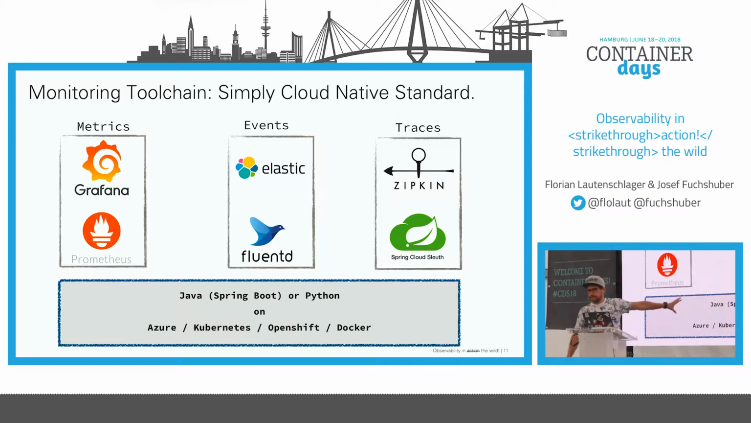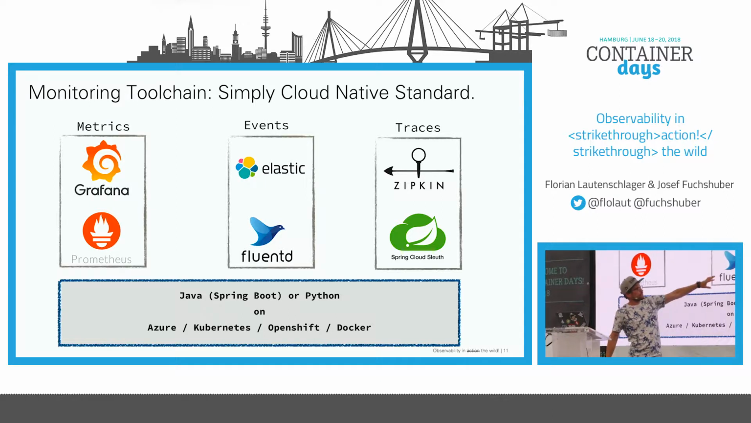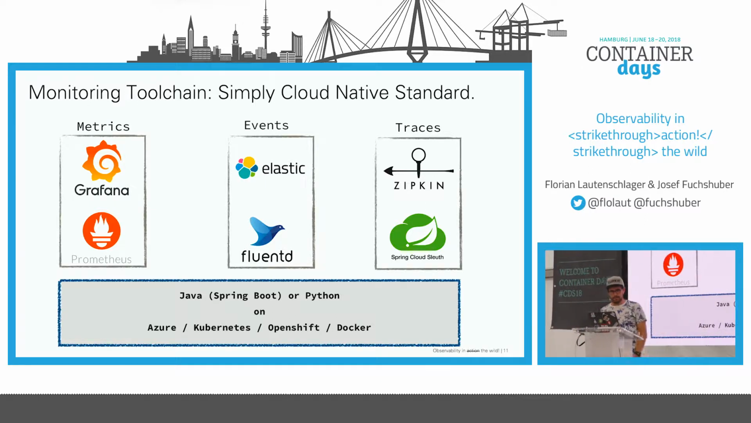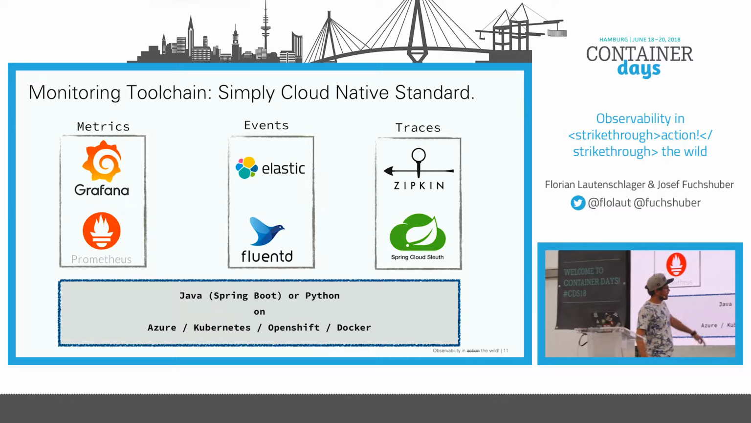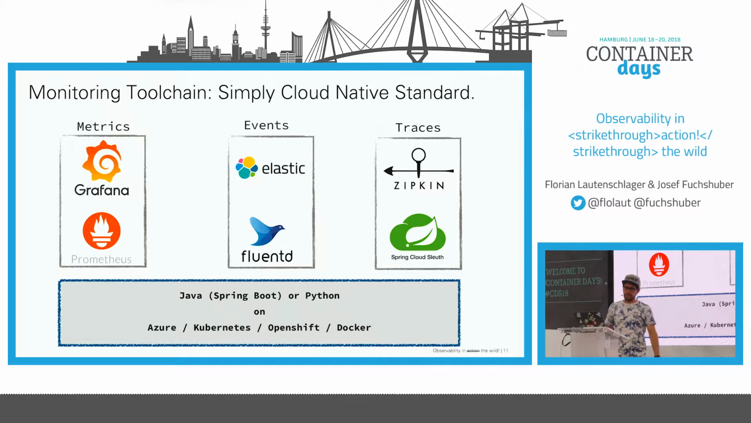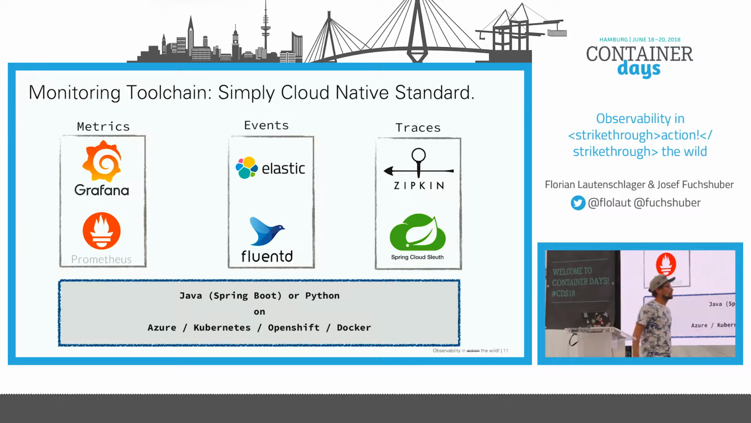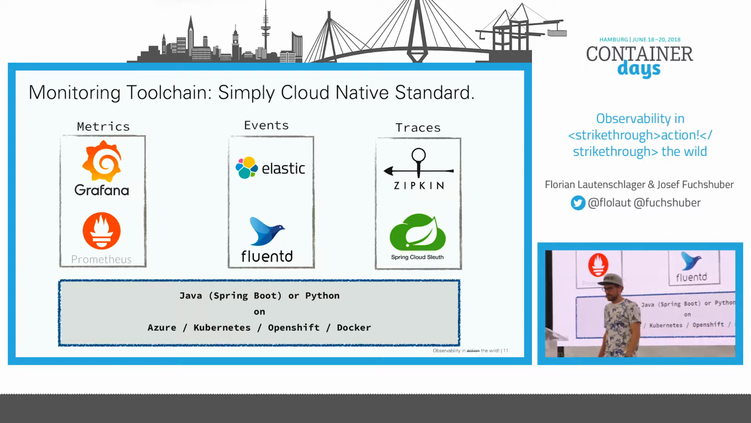And to analyze this application, we collect metrics, events, and traces. Metrics are collected with Prometheus and are analyzed in Grafana. And we also use the alerting mechanism of Grafana. We use Fluentd to collect the logs, store them in Elasticsearch, and use Kibana. And we use tracing with plain Zipkin, or Spring Cloud Sleuth if you're using Spring Boot services or Python services.